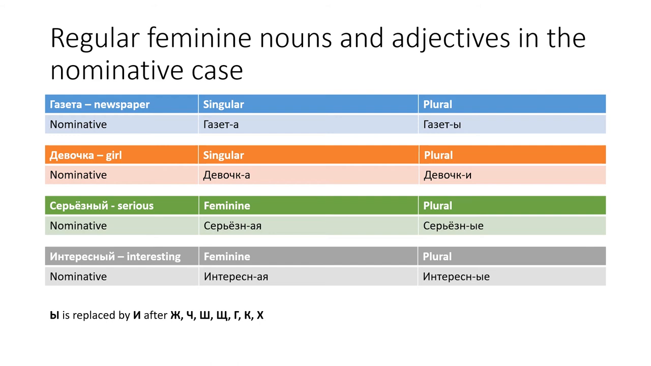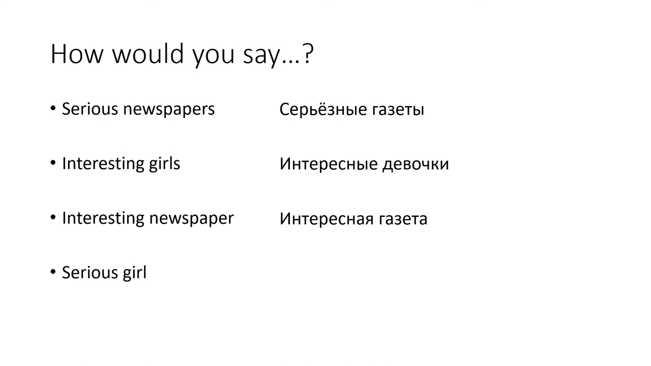So how would you say serious newspapers? The word for newspaper is gazeta, and you're going to want to take off that last letter and add on an ui. Seriosnye gazety. Interesting girls, another plural. Just remember that spelling rule. So it's going to be interesnye devochki. And then we've have interesting newspaper. So just remember, it's not going to be interesnye anymore. You're going to want to change it to интересная. Интересная газета.